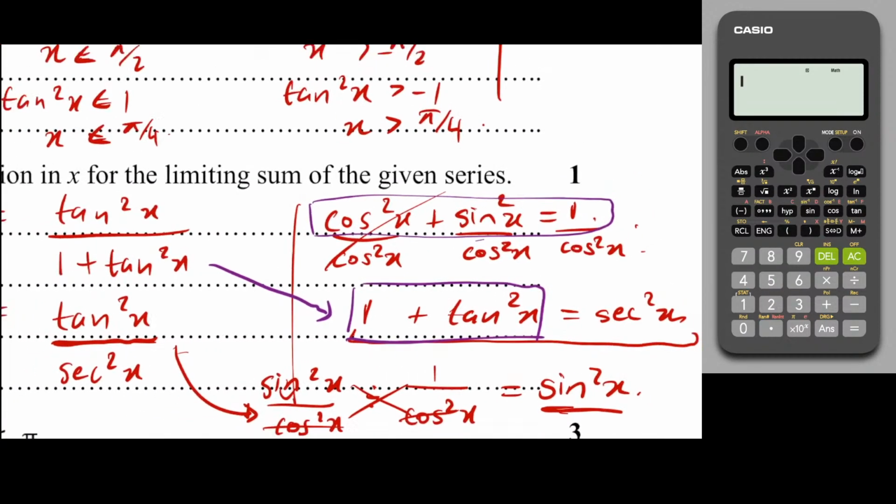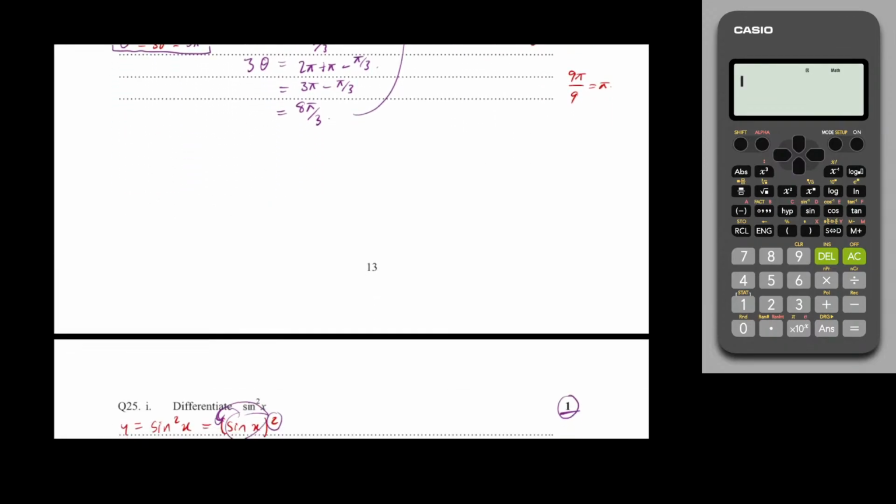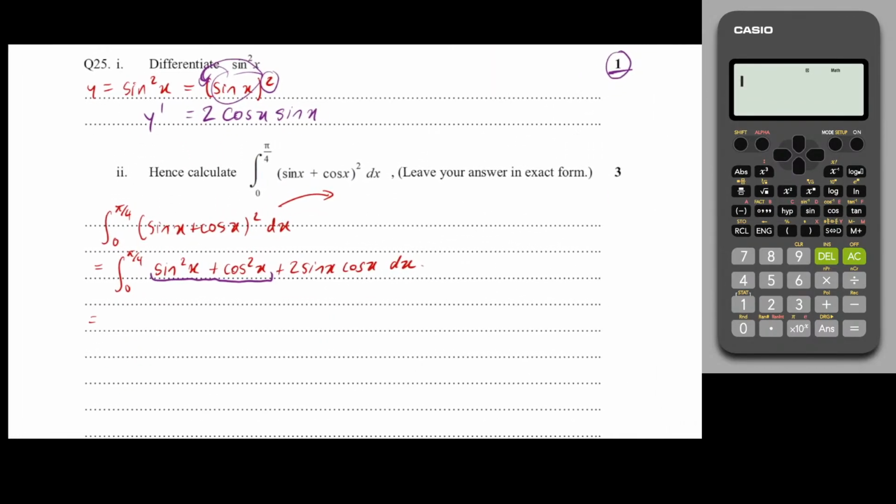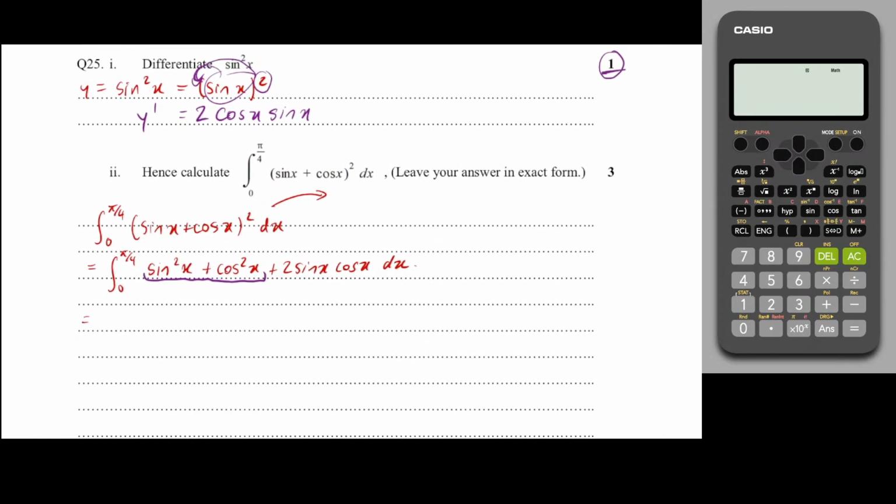Cos squared x plus sine squared x is equal to 1. So we can actually replace this, and it makes this whole problem a lot easier. So we can replace what I've underlined there with 1, plus 2 sine x cos x dx.